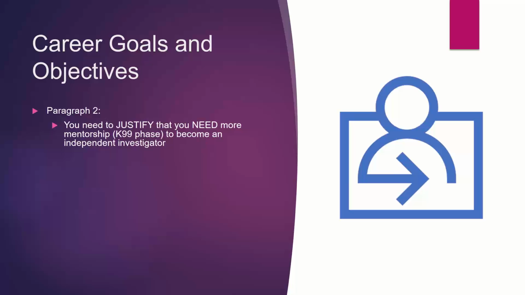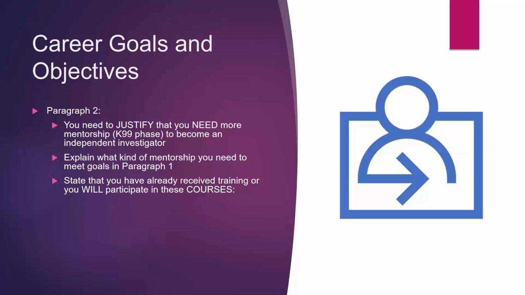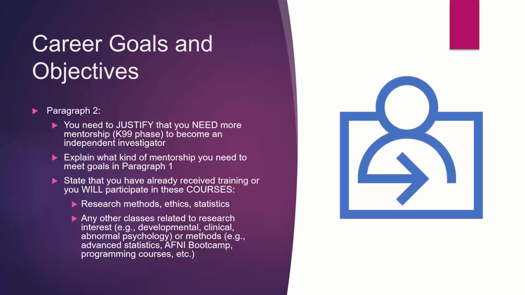For paragraph 2, you need to justify that you need more mentorship. So you need to justify having a K99 phase to become an independent investigator. Explain what kind of mentorship you need to meet goals in paragraph 1. State that you have already received training or that you will participate in these courses during your K. Research methods, ethics, and statistics. Any other classes related to research interests, so developmental, clinical, abnormal psychology, or any sort of methods classes. So advanced statistics, AFNI bootcamp, programming courses, etc.